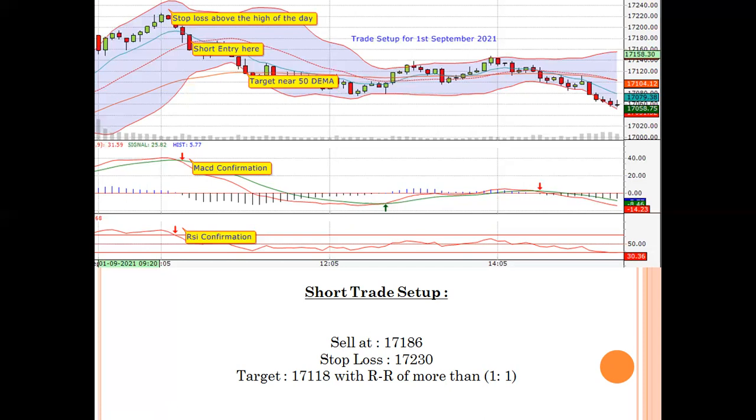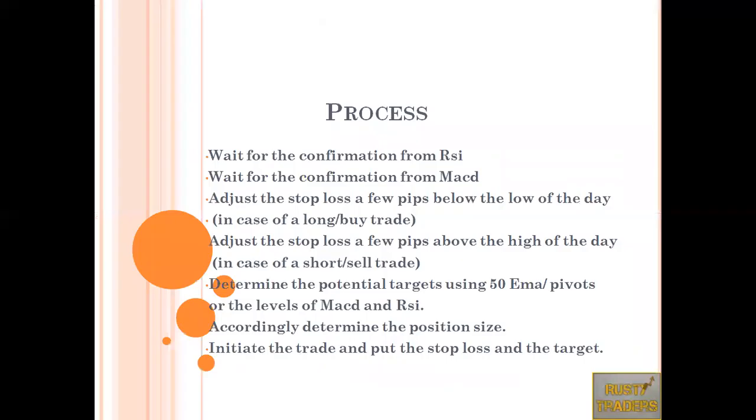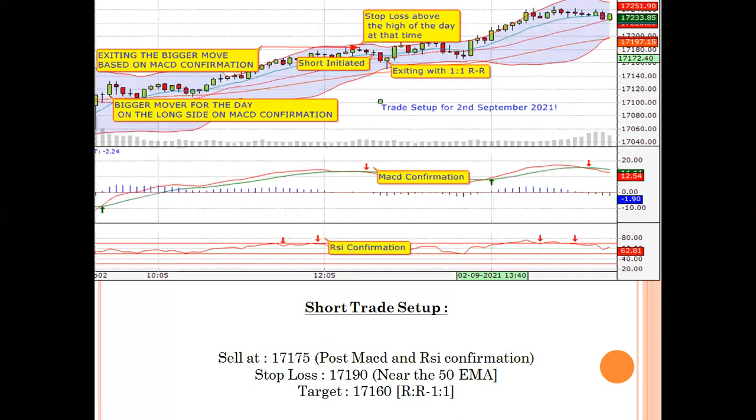All right, this is something that happened on the 1st of September. Let us move along. Now this is for the 2nd September. If you see, again on RSI we got a sell, but nothing was there on the MACD till that point in time. And after 12:30 we got a MACD confirmation.